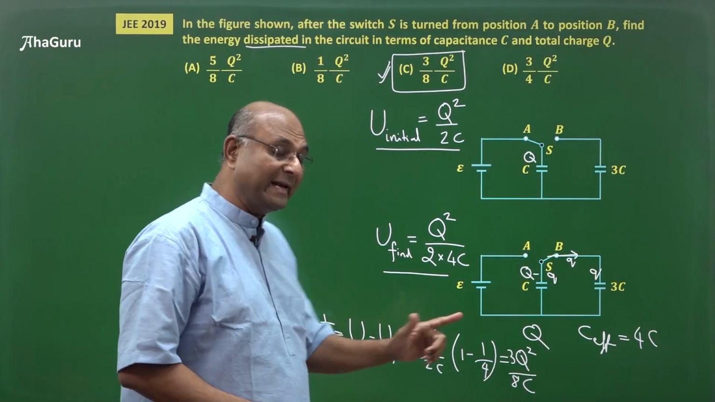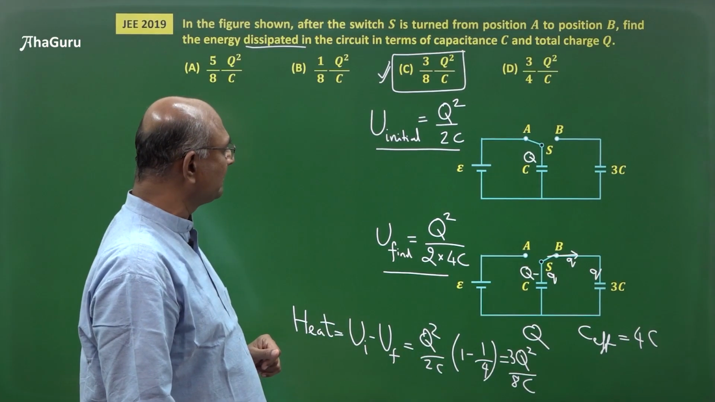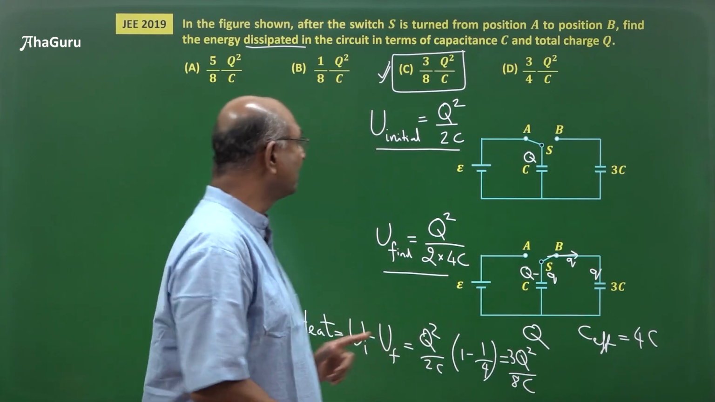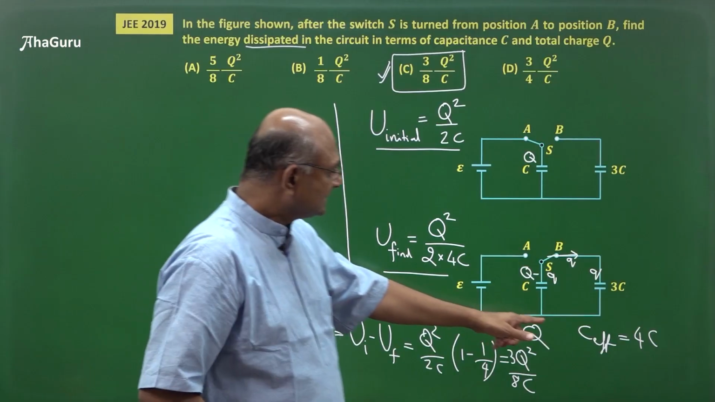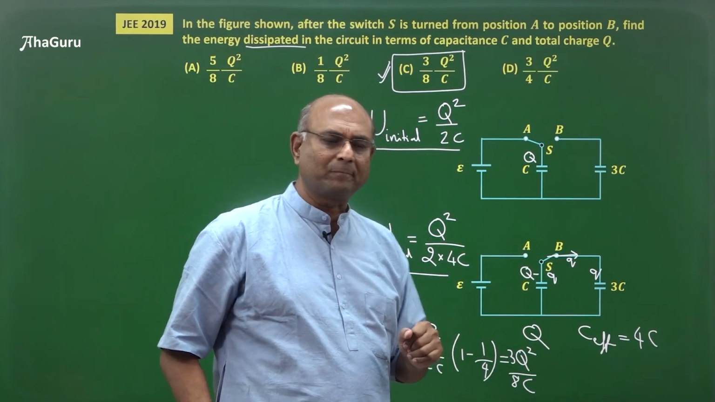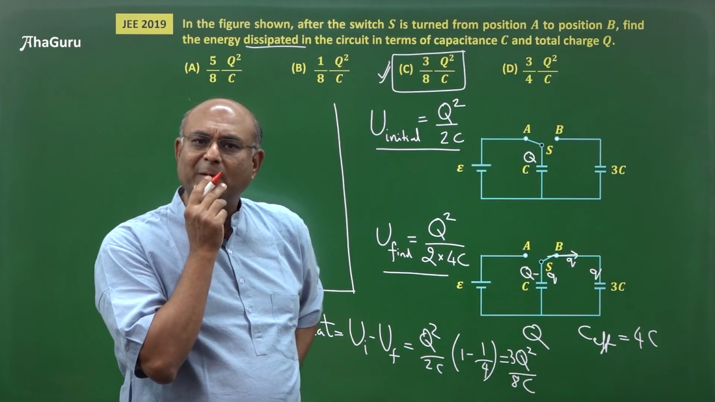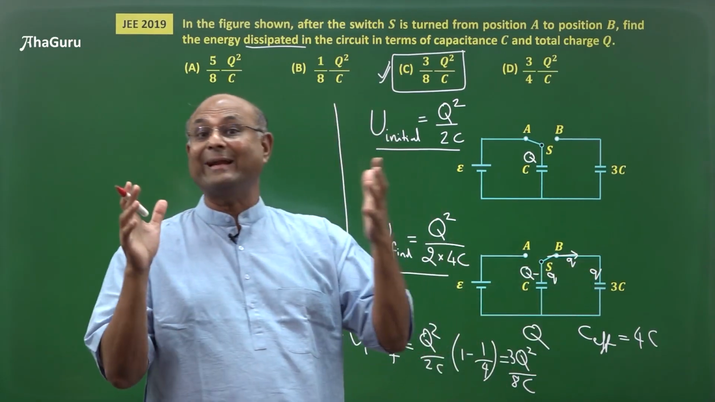Okay, that is the energy that is dissipated as heat. Here, of course, I use the formula that C effective is C1 plus C2, which basically means C plus 3C, 4C. But suppose I didn't want to use that formula. No problem. You can talk about this energy, you can talk about that energy, and you can add it up.